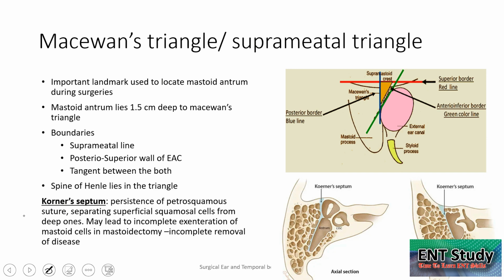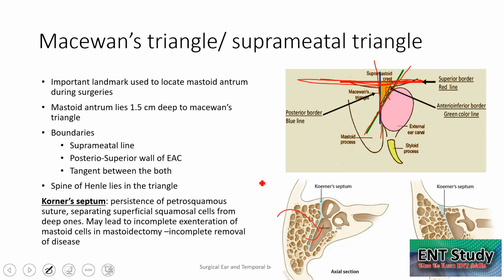McEwen's triangle. This is one of those important landmarks which is used to locate the mastoid antrum during surgeries. So if this is the superior border, that is the supratemporal line or supramastoid crest, as we can call it, and another line which separates the posterior superior wall of the external auditory canal containing the spine of Henle, and the third one is a tangent which joins these lines. This constitutes the surface landmark of the mastoid antrum in which we're going to work.